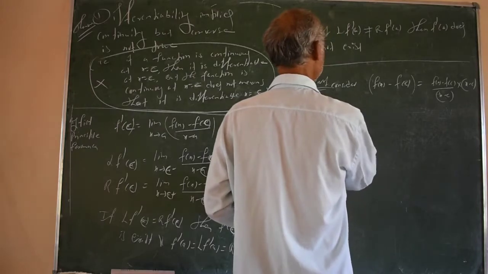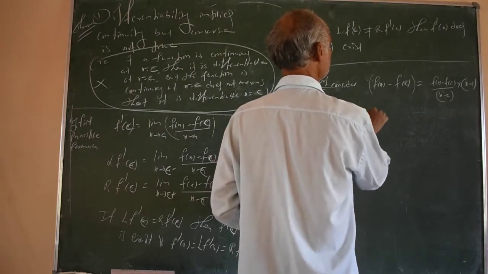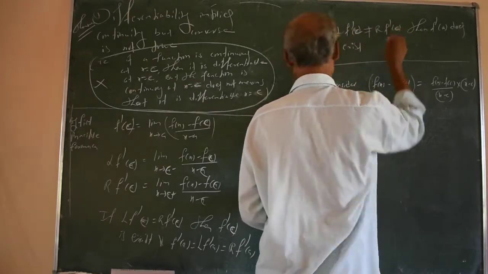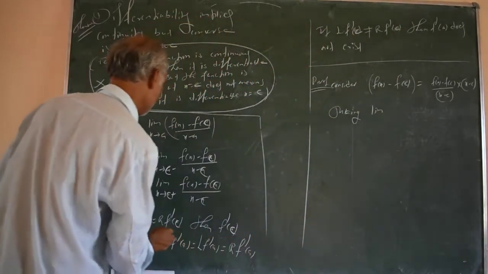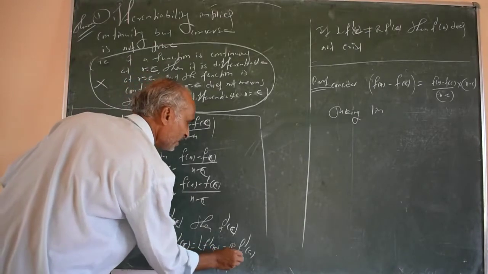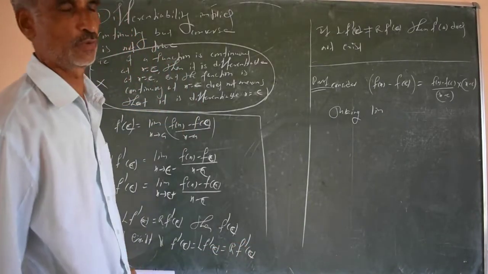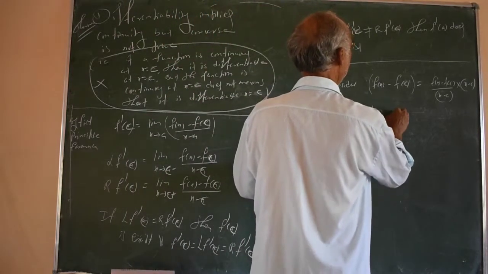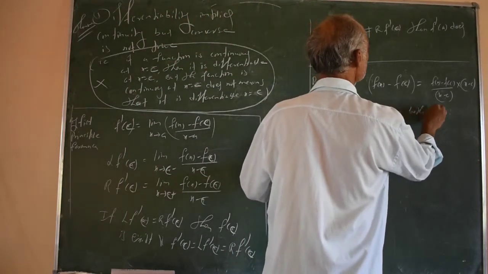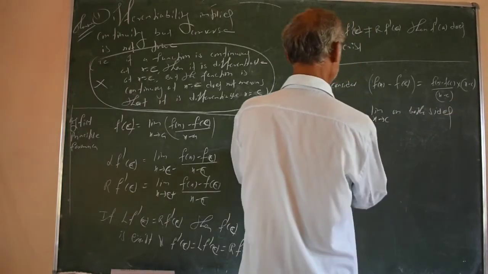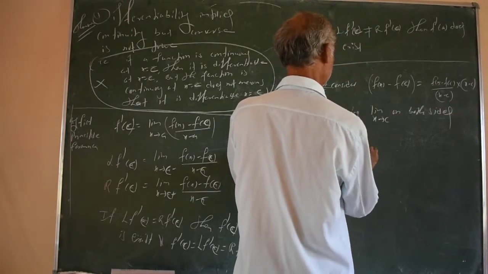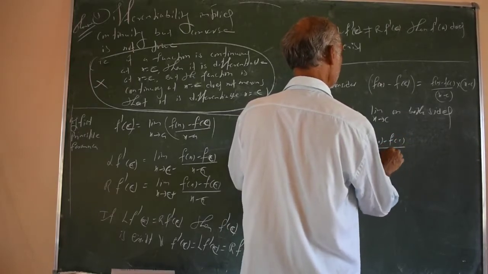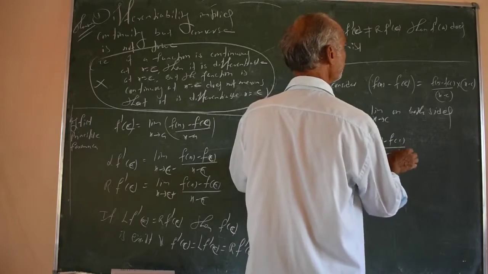Taking limit x tends to C on both sides. Mark C everywhere like this. A is the number, x is equal to A or x is equal to C, where C is the number. Taking limit x tends to C on both sides: limit x tends to C, f of x minus f of C upon x minus C.